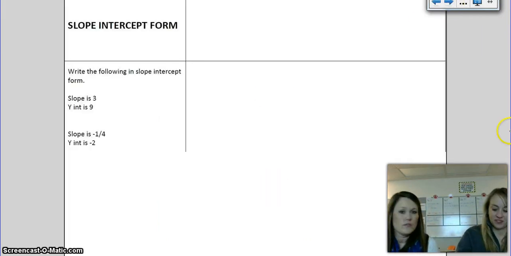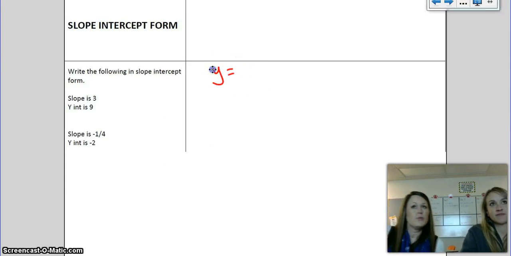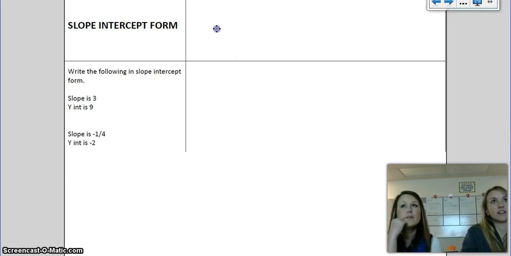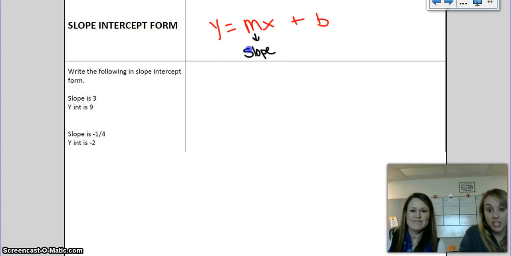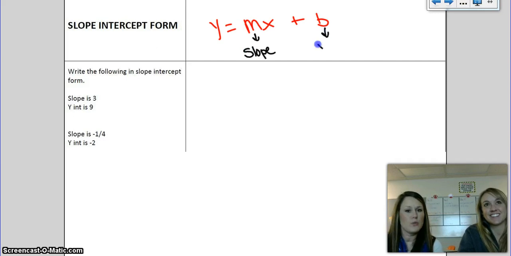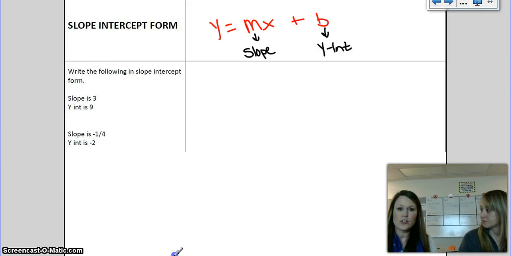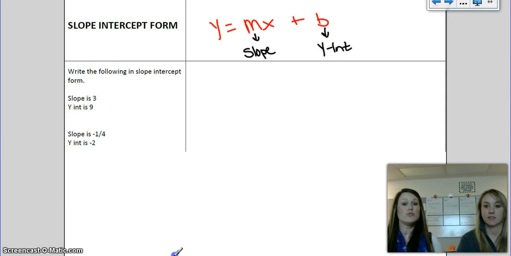All right, so again, review of slope-intercept form. Y equals mx plus b. And we know that m is my slope, and b is your y-intercept.